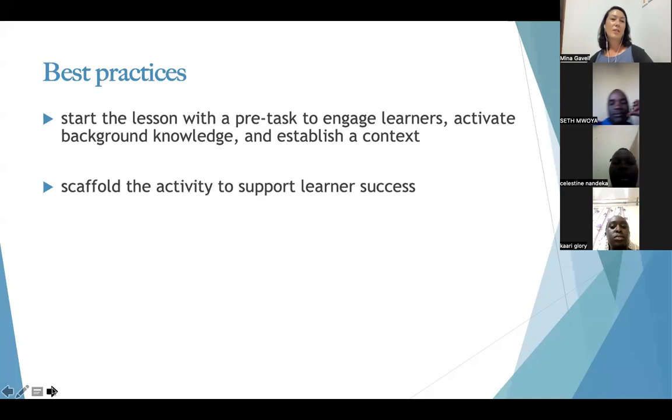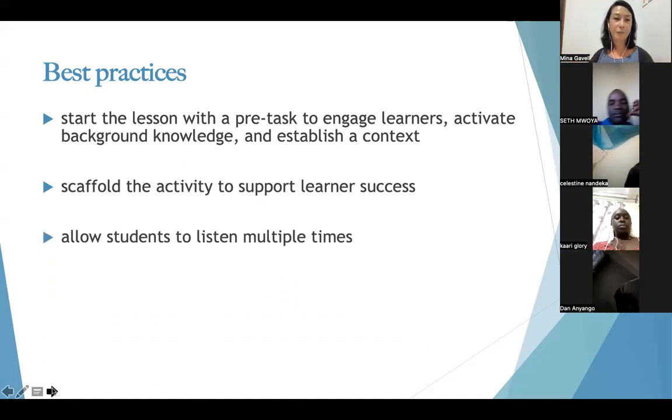This lesson was also scaffolded to support learner success. It probably wasn't as apparent to you because you all have good listening skills, but we listened twice to the listening. First, to just identify how many stories in what countries, the second time to get further information. If this were a real class, we actually would have listened a third time so that we could check our answers as well. And so that brings us to the next best practice.